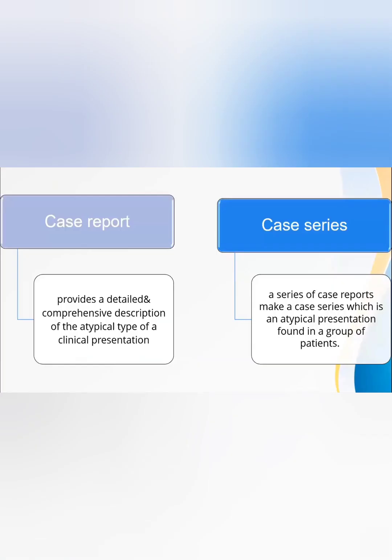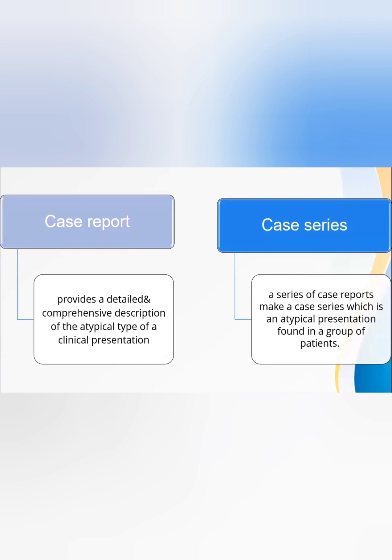It provides a detailed and comprehensive description of an atypical clinical presentation. It is one of the earliest forms of research and provides an opportunity for the investigator to describe the observations that make a case unique. Case series is a series of case reports of an atypical presentation found in a group of patients. Many case reports and case series are anecdotal and of limited value.